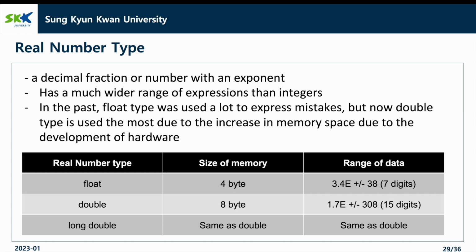However, the way a computer expresses a real number is necessarily limited by technical limitations, resulting in errors. In the past, float type was used a lot to express real numbers, but now double type is used the most due to the increase in memory space due to the development of hardware.